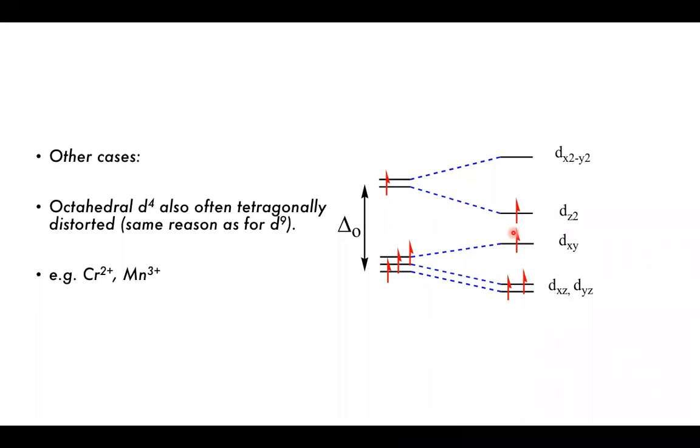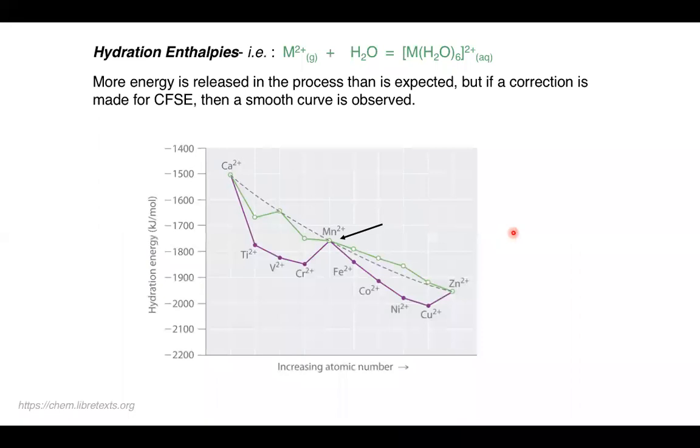So we have generally symmetrical occupation of the d2g set, but the eg set is asymmetrically filled because one of the orbitals has an electron and the other does not. Okay, so some consequences of crystal field stabilization energy.